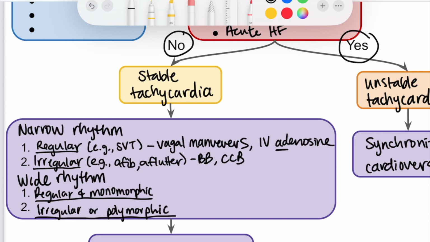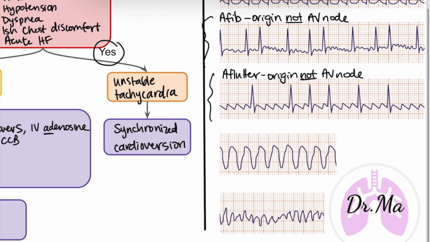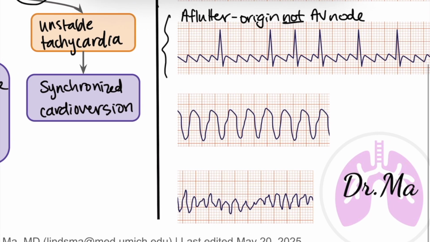Let's look at some examples of these. Over here, we have some wide complex tachyarrhythmias. The first appears to be quite regular. The oscillations that we see are regular and they look pretty uniform. This is a case of VTach, monomorphic.